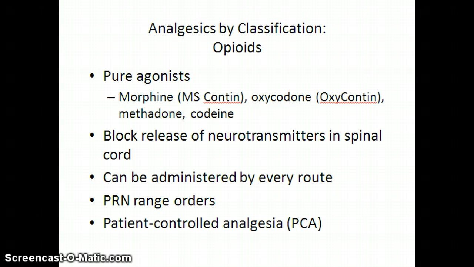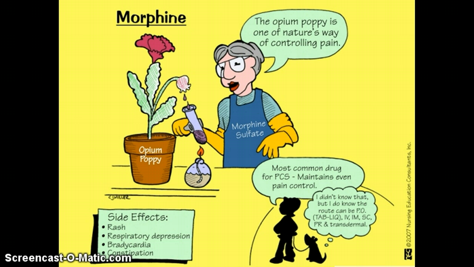There usually is a PRN range of orders that you can follow. It's typically like 1 to 2 milligrams every, it could be every 10 minutes or it could be every hour. And then there's also the utilization of a PCA, and we'll talk more about those in just a bit. With morphine, the opium poppy is one of nature's ways of controlling pain. So this is how we get our morphine derivatives. It is the most common drug for pain control.